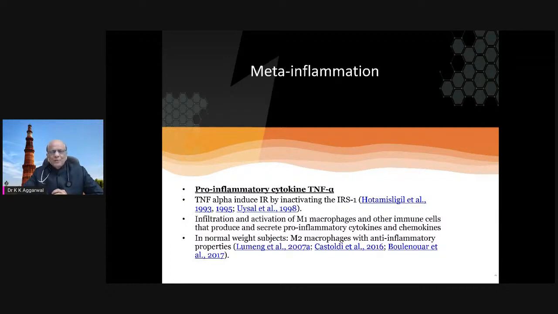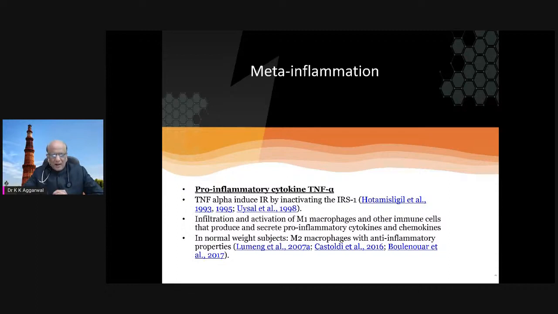So the pro-inflammatory cytokine is TNF alpha. Remember, the main one is TNF alpha. Remember, TNF alpha is targeted by curcumin, which is haldi. So therefore, curcumin reduces meta-inflammation in diabetics. So TNF alpha induces insulin resistance.